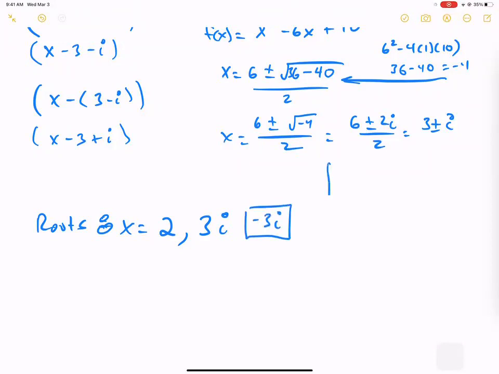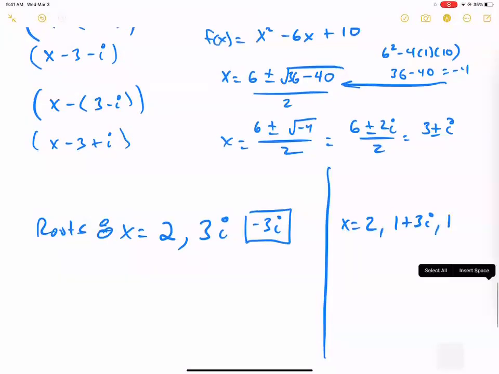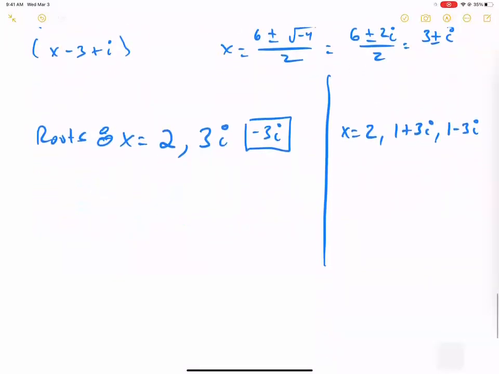Now, on a side note, if I said the same type of problem and I wrote 2 and 1 plus 3i, what would the conjugate be for this one? 1 plus 3i? This would be 1 minus 3i. Okay? So this is just another example. So remember, the conjugate pairs, the plus and minus, only go to the imaginary number. Okay? So let's work on this easy one on the left. Not easy, but you know.